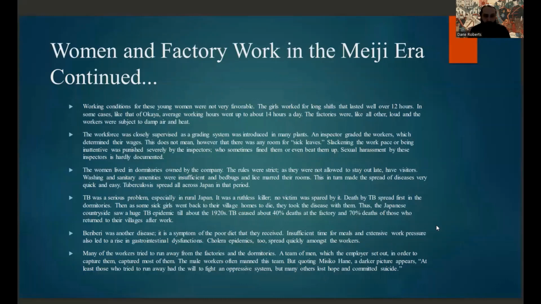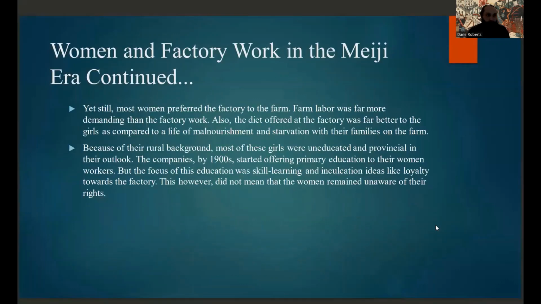And also, they had another disease known as beriberi, which was a symptom of poor diet, because they obviously had a poor diet. And if women attempted to run away from these factories, they would oftentimes be quickly caught by a team of men sent out to catch them. Some committed suicide to get out of this oppressive system. Yet most women, despite all these things I mentioned, preferred the factory over the farm because farm labor could be more demanding than factory work.